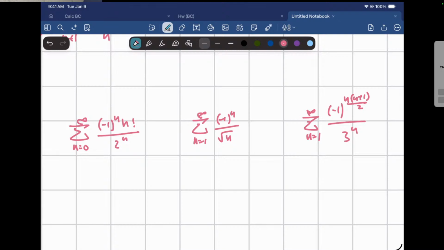Your highest level is absolute converge. Your second level is conditional converge. Your third level is diverge. So yes, you can get diverge. Diverge is like algebra 1 EOC. If I give you algebra 1 EOC, it's like a divergent test.